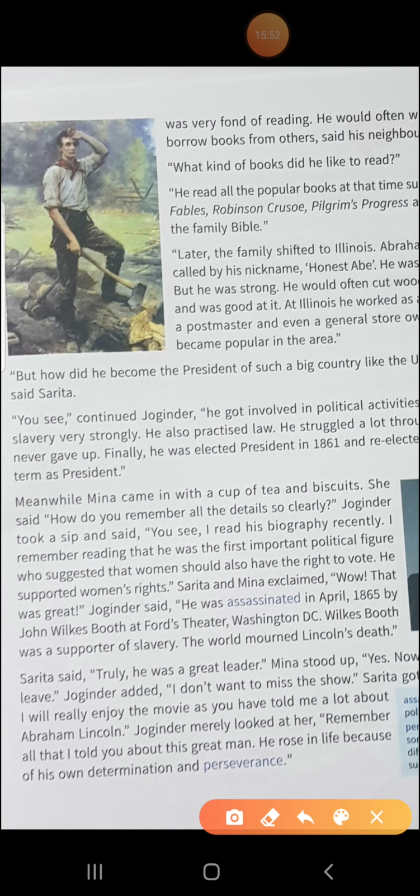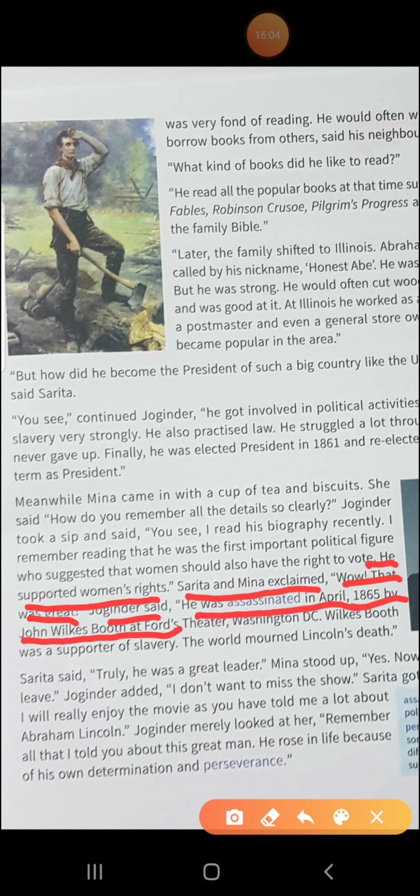Now let's read here. He supported women's right. Sarita and Meena exclaimed, "Wow, that was great." Joginder said he was assassinated in April 1865 by John Wilkes Booth at Ford's Theatre, Washington, D.C. Wilkes Booth was a supporter of slavery. The world mourned Lincoln's death.